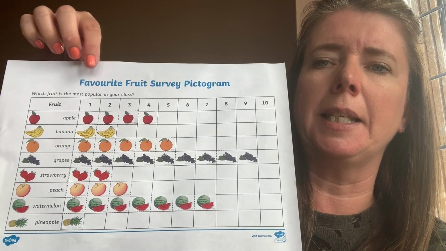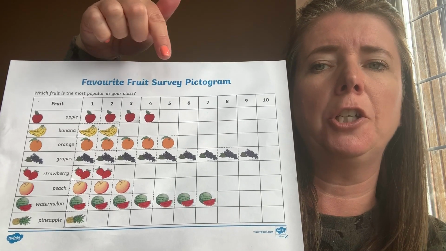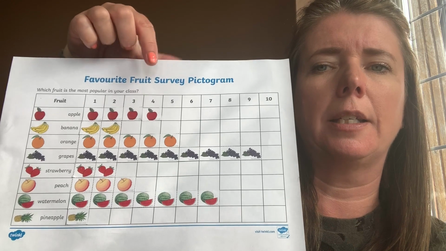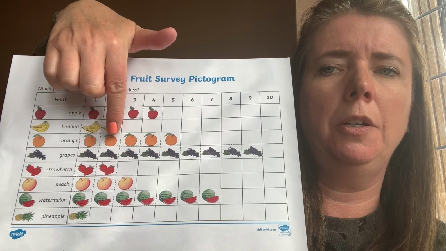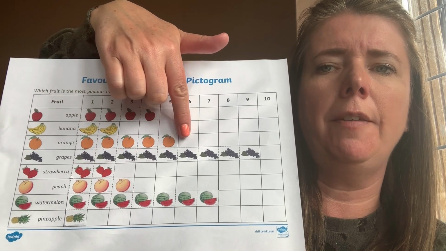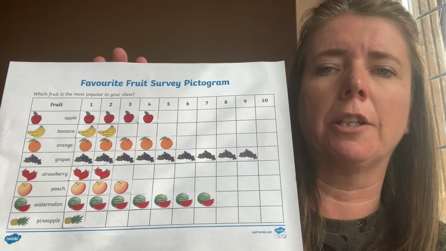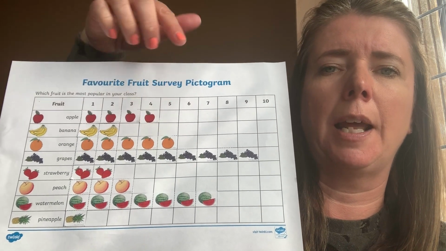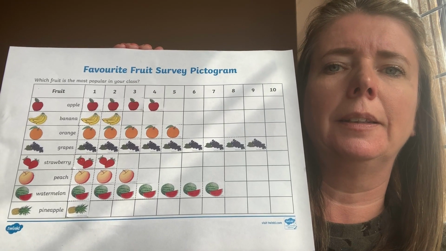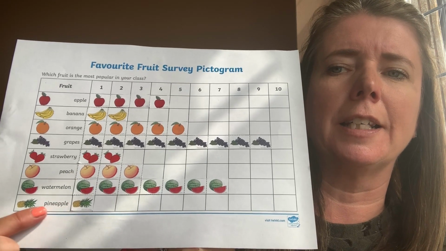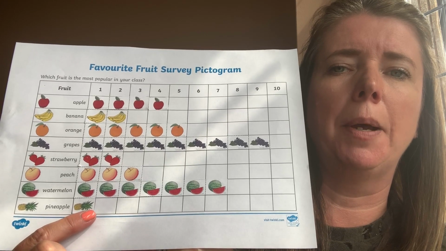We can also use this to see which was the most popular. So that means which fruit has the most amount of pictures on it, or the most amount of people that liked it. I think that might be the grapes. Should we count them? 1, 2, 3, 4, 5, 6, 7, 8, 9. 9 people liked grapes, and that's the most pictures on there, so that was the most popular. Can you see which was the least popular? You're right. It's the pineapple, because the pineapple only has 1 picture there, so only 1 person liked it.